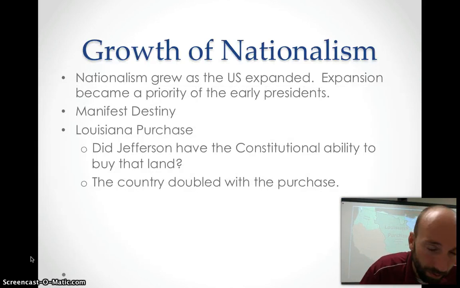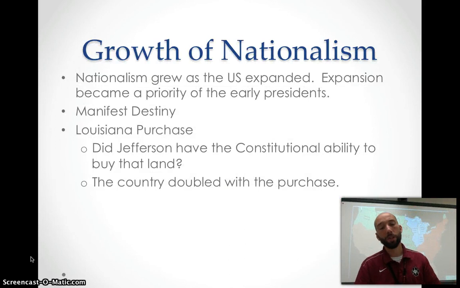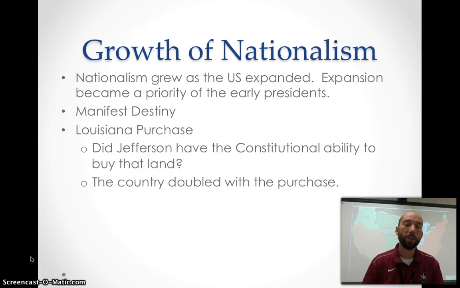So the growth of nationalism. Nationalism is pride in one's country. Nationalism grows as the U.S. expands. Expansion becomes a priority during these early presidents. They want the United States to grow and grow and grow, and they think the more land we have, the stronger we'll be as a country, and the stronger our economy will be. And this is centered around the idea of manifest destiny, which we'll go over more in the next unit, but still you need to know.